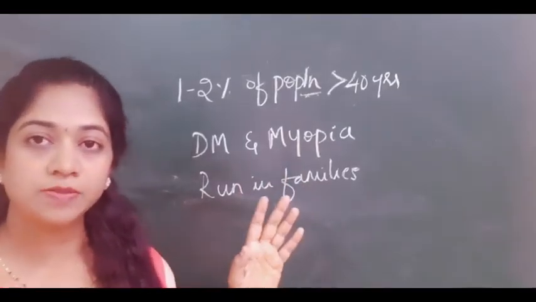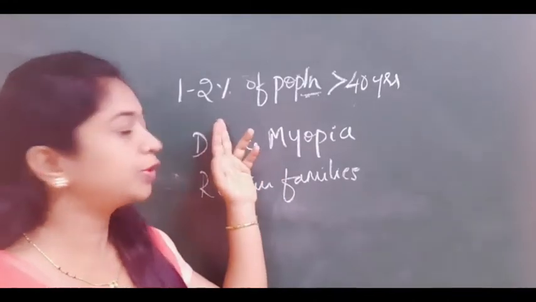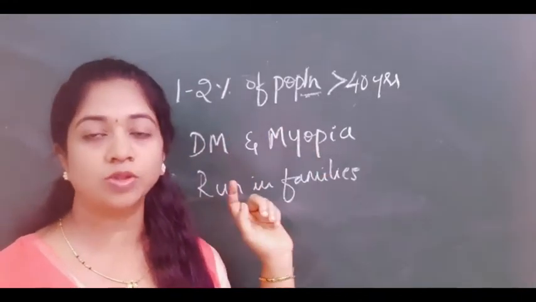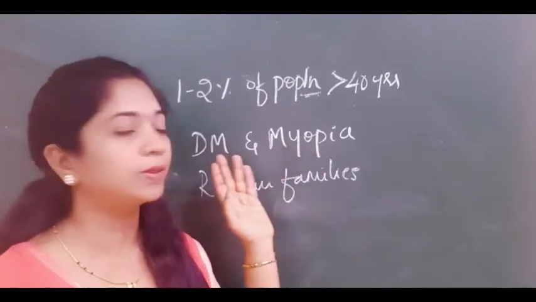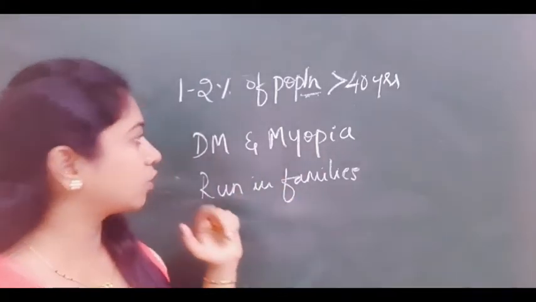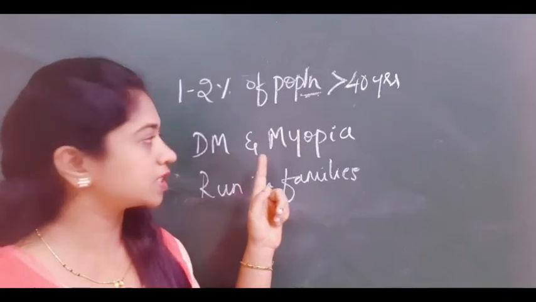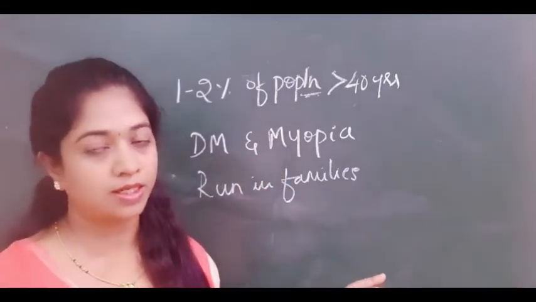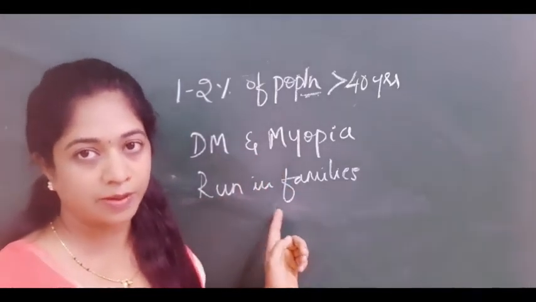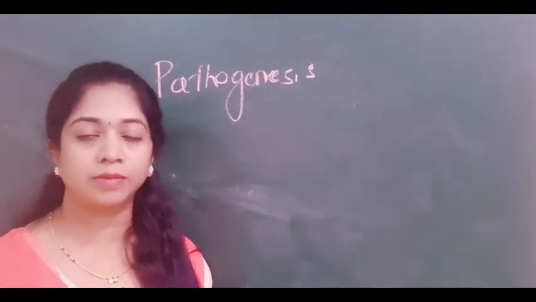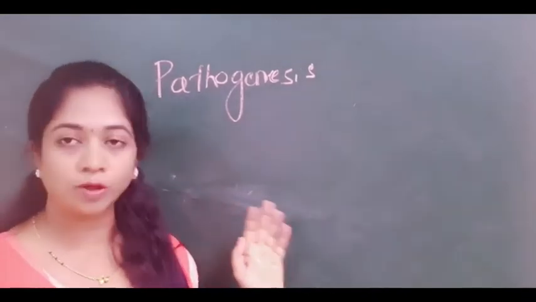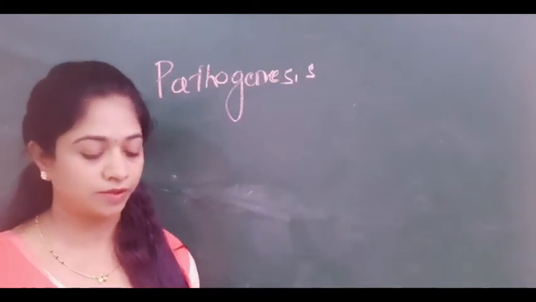The prevalence of primary open angle glaucoma is about 1 to 2% of the population which is more than 40 years of age. So if you take 100 people of more than 40 years, 1 to 2 will be suffering from primary open angle glaucoma. Diabetes mellitus as well as myopia are frequently associated conditions with glaucoma, and it runs in families. The pathogenesis of this glaucoma I have explained in detail in my previous videos. I have dropped the link in my description box. Please go through that video once again.